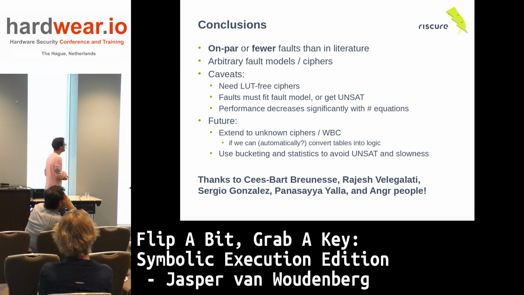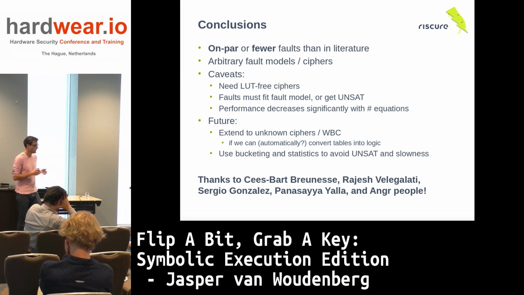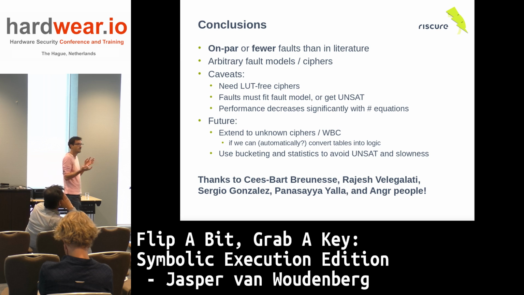So, concluding, we're on par, or we have fewer faults needed than what's known in DFA literature. So that was really a nice gain. Another thing is that we can try arbitrary ciphers. As long as I have a software implementation of the thing, I run it through the solver and I have another DFA attack. So I don't need somebody with a big brain to come and study all this stuff. I just need the implementation.